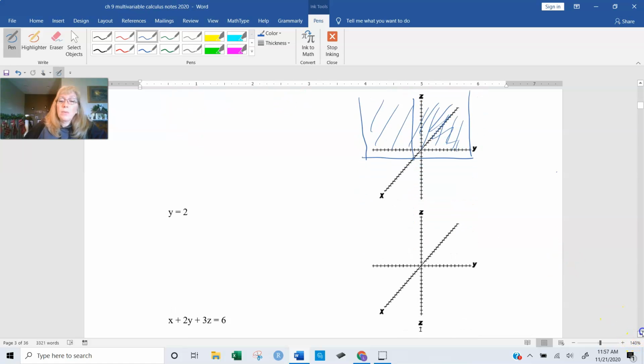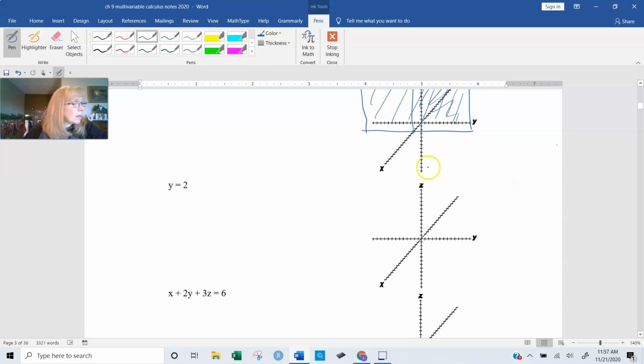Okay, y equals 2. So how's this guy going to go? I hope you got it. Y equals 2. You are now parallel to the z here and the x here. Parallel to the z. So this goes on forever in both these directions. So if we draw that parallel sides, it helps us see this. And this is a plane that goes this direction on the y.